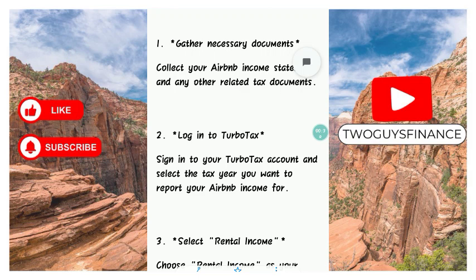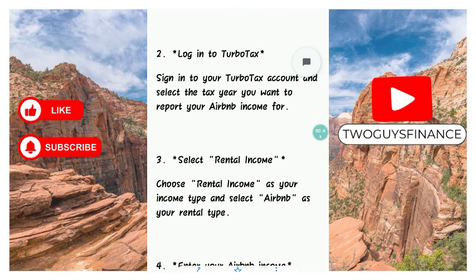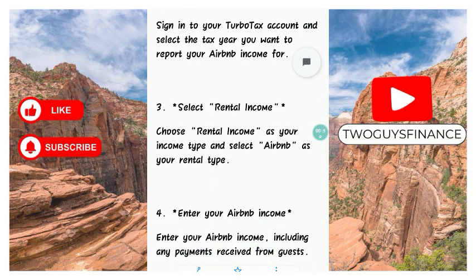And once you're logged in, you're going to select the tax year that you want to report your Airbnb income for. And next, just select rental income. So go ahead and choose rental income as your income type, and then select Airbnb as your rental type. So the income type is rental income, and the rental type is Airbnb.